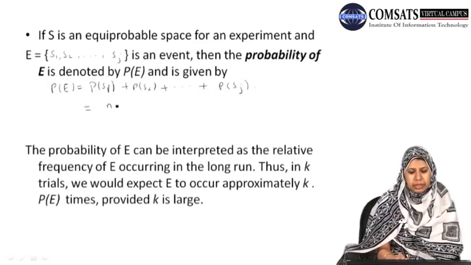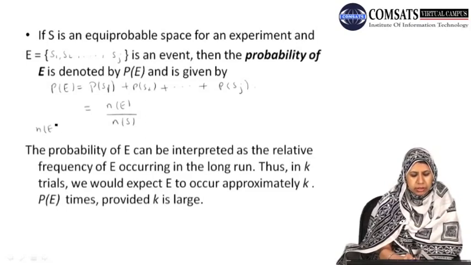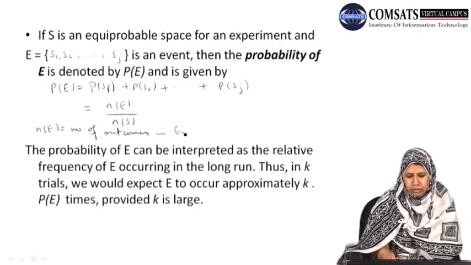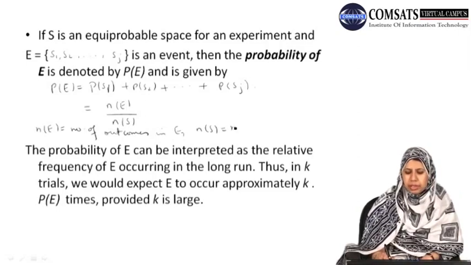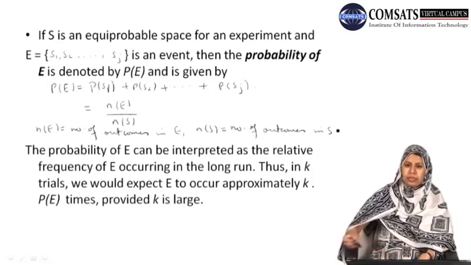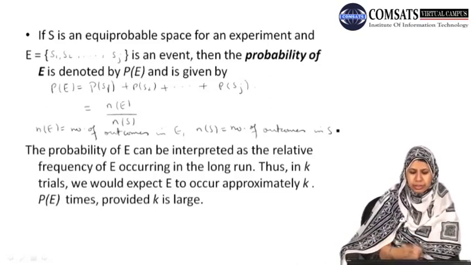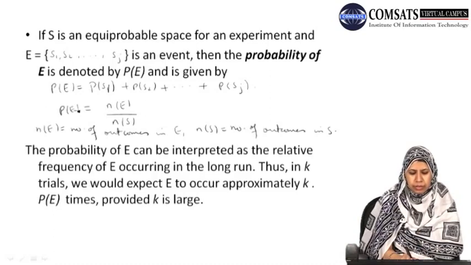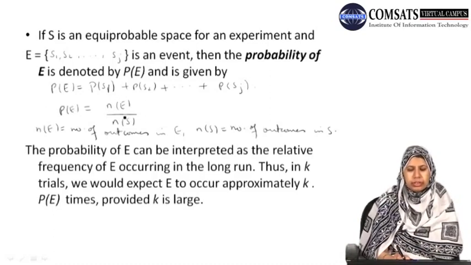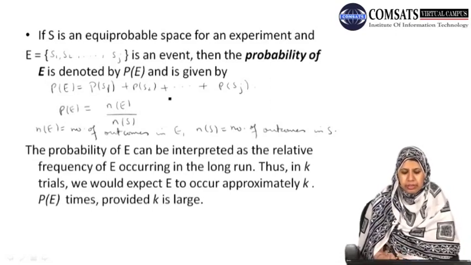which is equal to the number of sample points in our event E divided by the size of our sample space, where NE is the number of outcomes in our event E, and NS is the number of outcomes in our sample space S. So, given a compound event, we can easily calculate the probability of that event, and this formula, that the probability of E is equal to the ratio of the number of outcomes in E to the number of outcomes in S, can be used for any type of event, that is, whether our event is a compound event or a simple event.